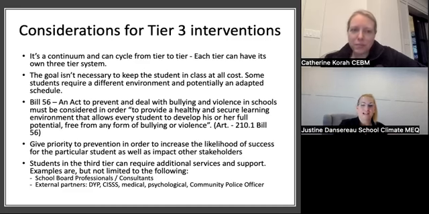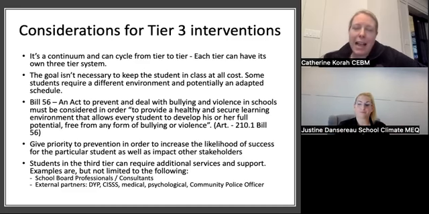Yes. For the last point, students in the third tier can require additional services and support. Examples are, but not limited to, the following. School board professionals, school board consultants, and external partners could be the DYP, the CIS, medical, psychological, as well as community police officers. So there's a large variety of professionals that could be involved as well. We just wanted to list a couple.